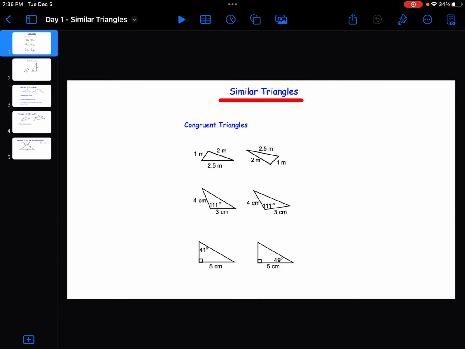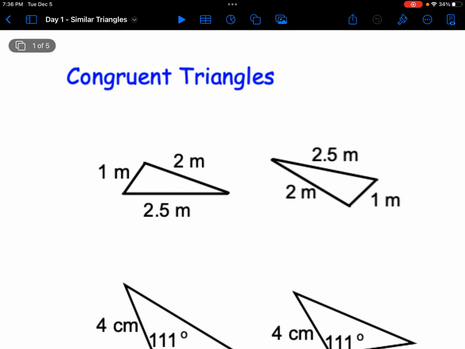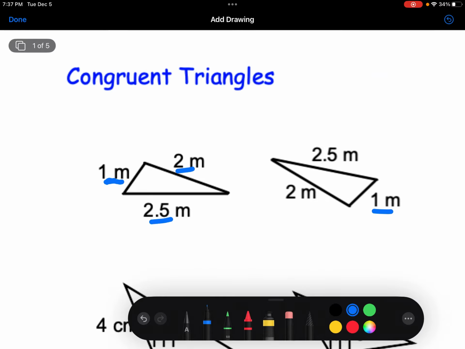When we're looking at triangles, especially similar triangles, congruent is almost exactly that, a similar triangle. But the thing with congruent triangles is that all corresponding sides and all corresponding angles are equal. So if we look at this first example, we can see that this goes 1, 2, 2.5. So if we're going 1, 2, and then 2.5, what we're looking for in the second triangle is the same thing. We've got 1, 2, and 2.5. As long as they're in the same order, if I can go around the triangle the same way, 1, 2, 2.5, 1, 2, 2.5, I know that those are all the same.